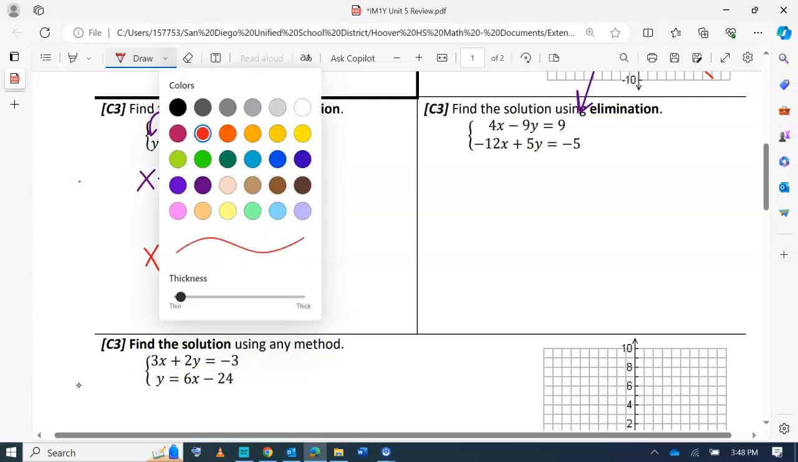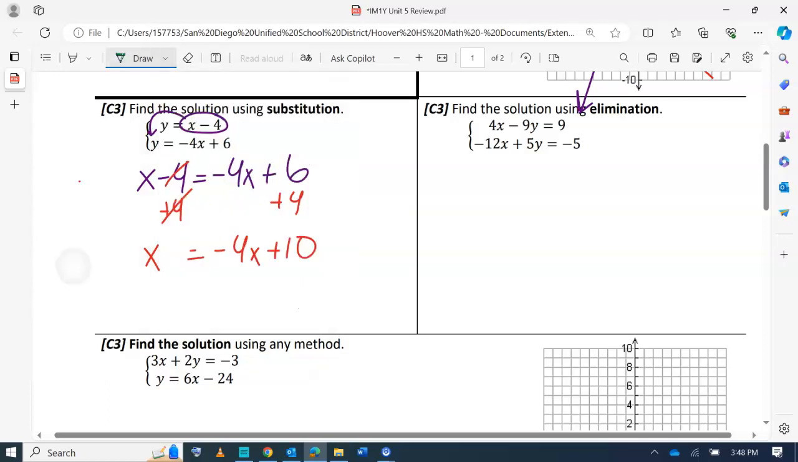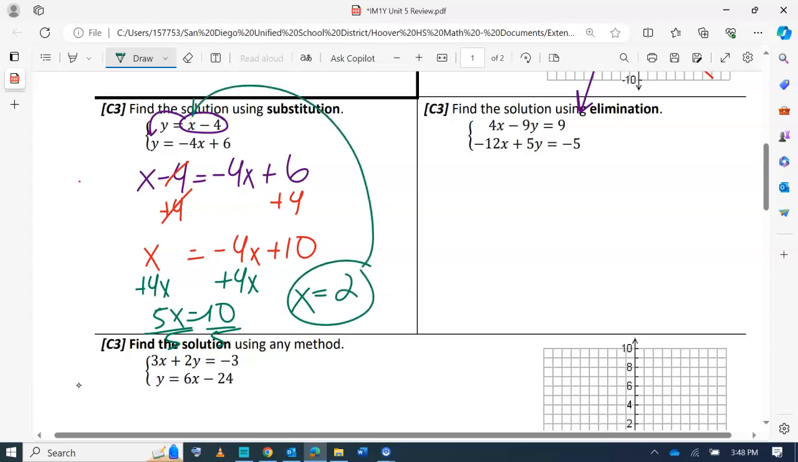And then we got to subtract. Sorry, not subtract. Add 4x. We get 5x equals 10. Then divide by 5 on both sides. We get x equals 2. Once we get our x equals 2, put that into one of the equations to get our y value. So we put in 2 for x. 2 minus 4 equals negative 2. So y equals negative 2.